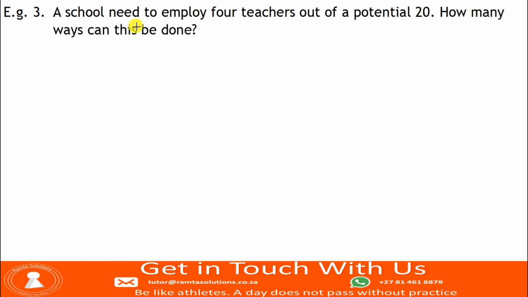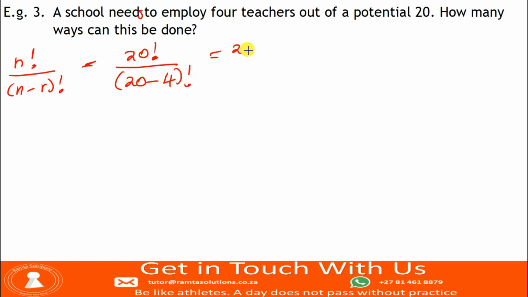Number 3. A school needs to employ 4 teachers out of a potential 20. How many ways can this be done? It's up to you how you do it. And I can say to you, just so you get used to that formula, we have 20 candidates. Of the 20 candidates, we only need 4. So this is 20 factorial over 16 factorial. What is this?